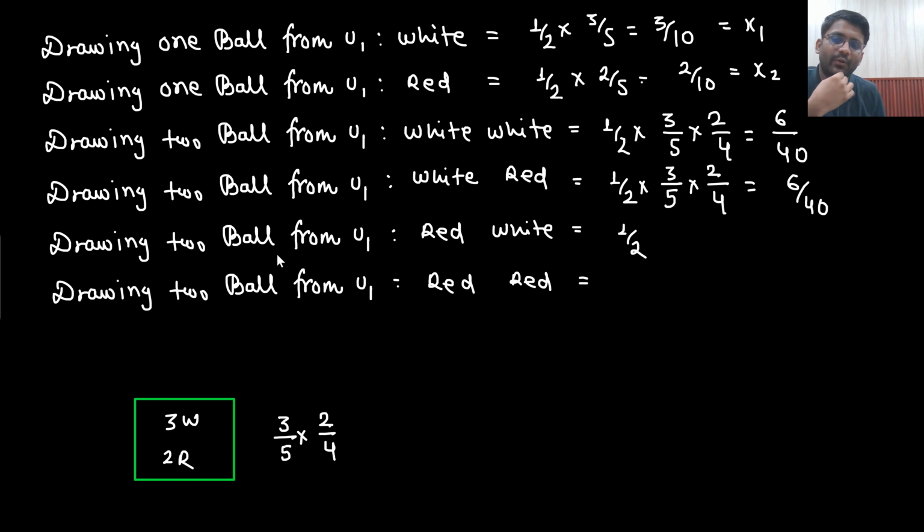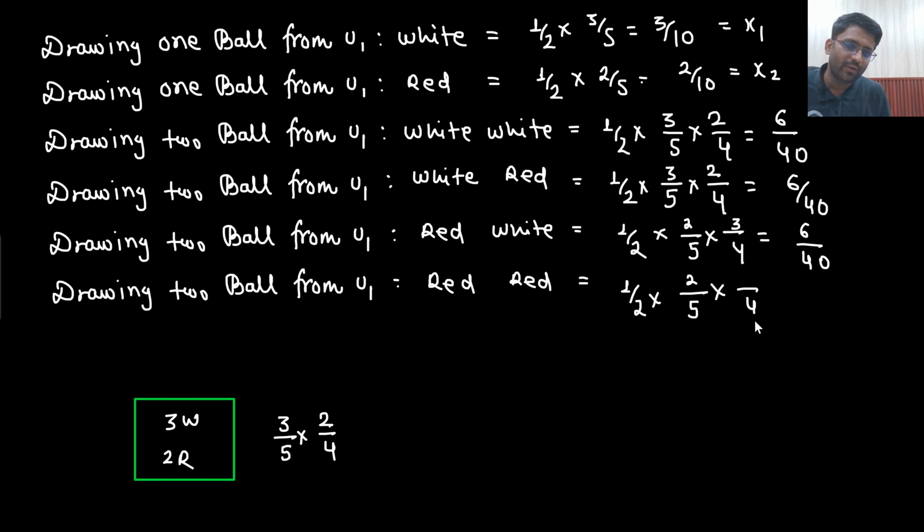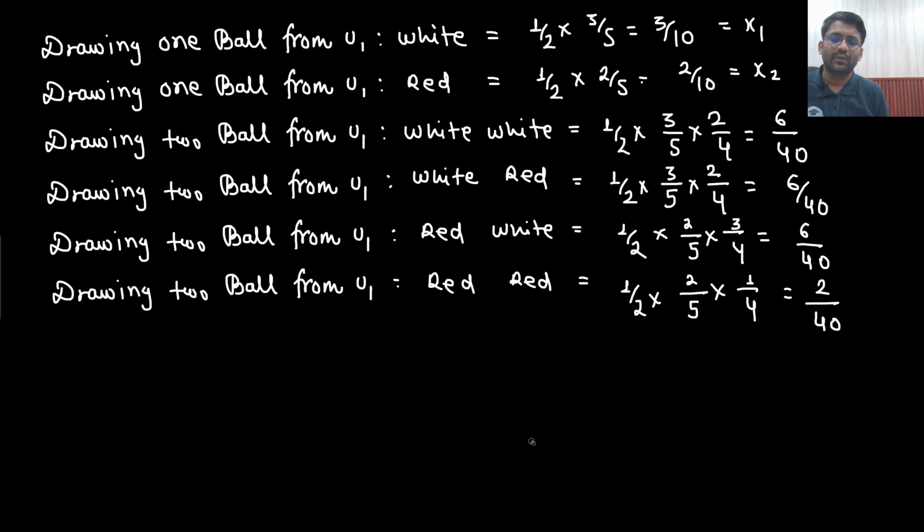First one is red. First of all, I am drawing balls from U1. Drawing 2 balls from U1, probability is 1 by 2. Initially I am having 5 balls, out of them 2 are red, and now 4 are left, 3 of them are white. So again 6 by 40. Again 1 by 2, multiplied with drawing red. Initially I am having 5 balls, 2 of them are red. Now I am having only 4 balls, only 1 of them is red. So the answer will be 2 by 40. Is that understandable to you or not?